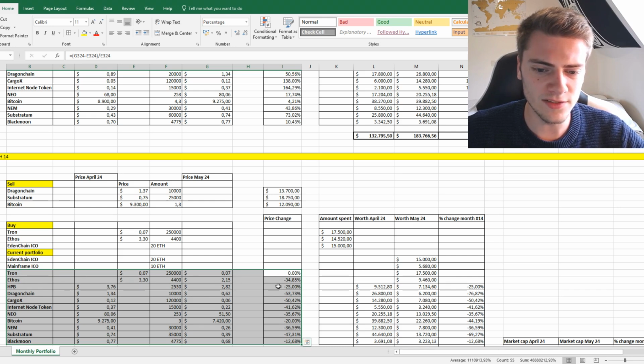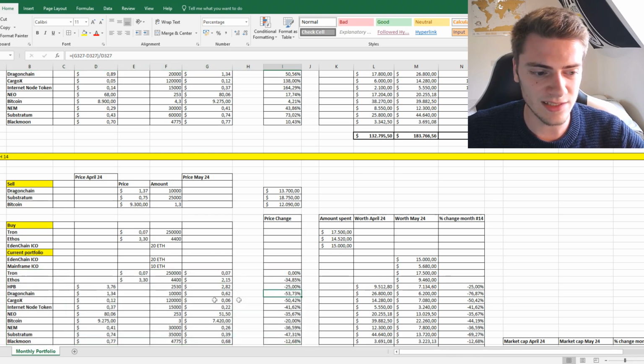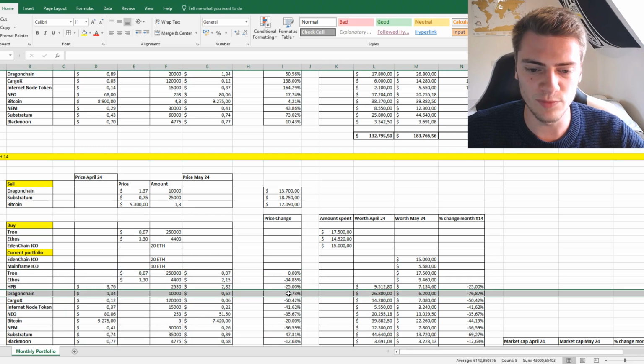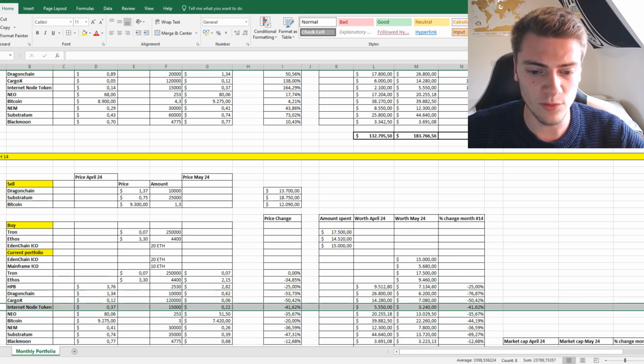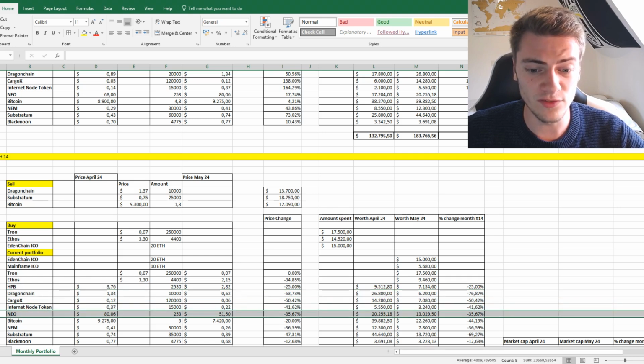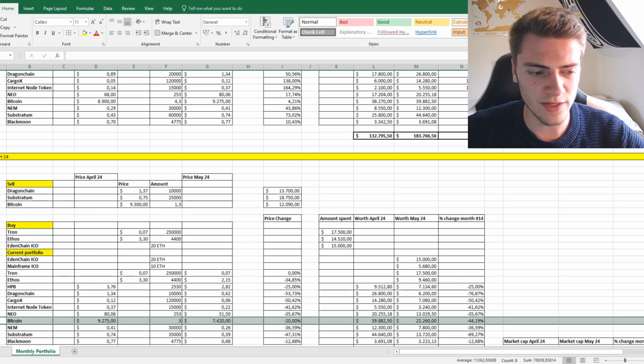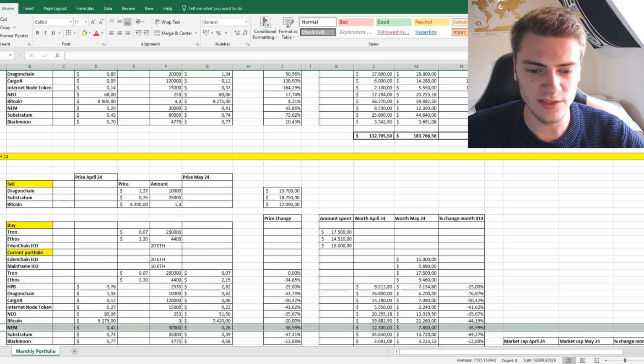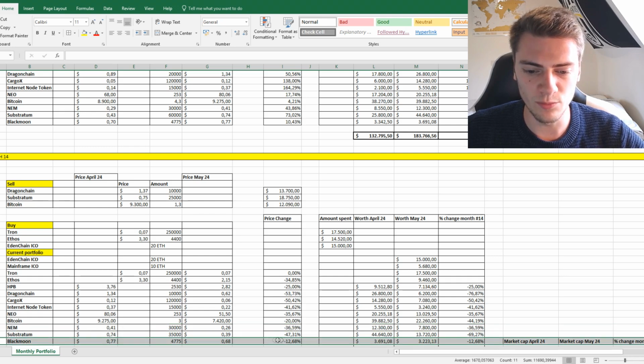So Ethos minus 35% from last month, HPB minus 25, Dragon Chain, as I said, one of the biggest losses in terms of percentage, minus 54%. CargoX minus 50%, INT minus 42, NEO minus 36, Bitcoin minus 20, NEM minus 37, Substratum minus 47, and Black Moon minus 12. So Black Moon also pretty stable this month.